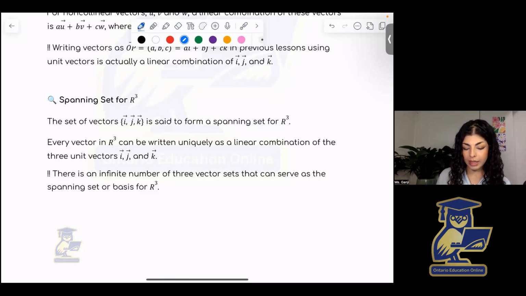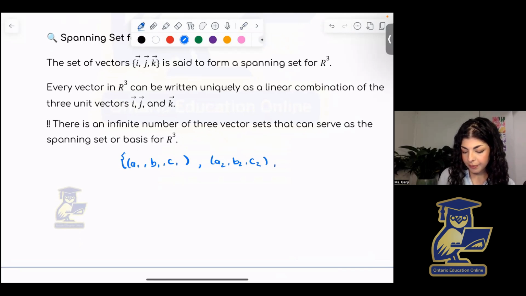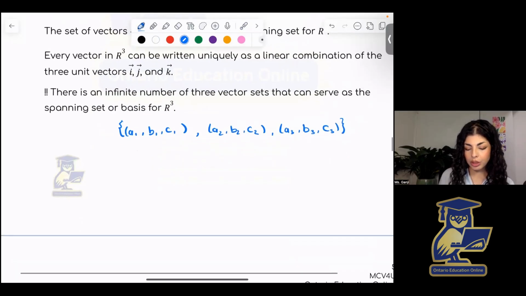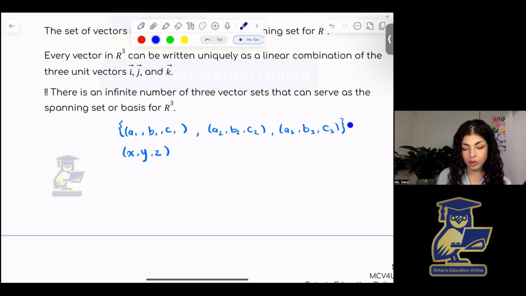You have to start with, for example, given A1, B1, C1, A2, B2, C2. So let's say this is our set, and then A3, B3, C3. You would just pick X, Y, Z, and these ones are actually numbers. So I'm just showing you for any random three, but you can try with finding three non-collinear vectors that will be your spanning set, and then this one will be your random one.